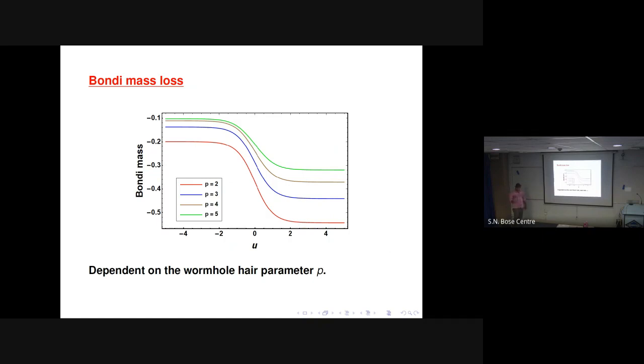But what is interesting, and this is the first paper that shows it, is that this Bondi mass depends on the wormhole parameter here, that is E. So if you change from one wormhole to another wormhole, you have a change in the Bondi mass. The Bondi mass has the effect of the wormhole, apart from other effects of gravitation. So both the geometry and the gravitational wave dictate the Bondi mass loss.